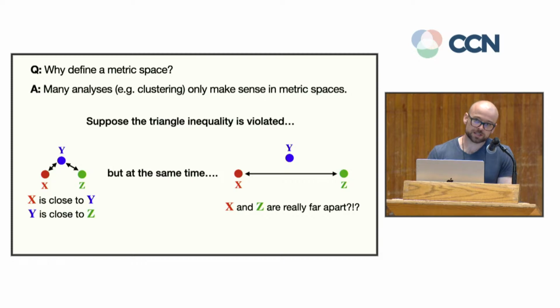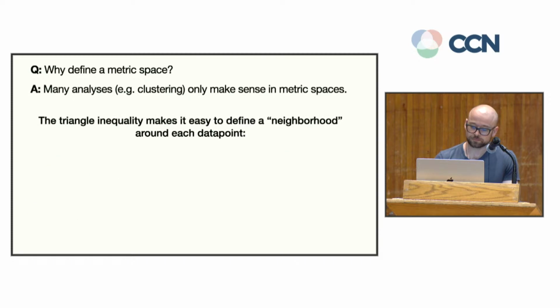Okay? And this poses a bit of a paradox for clustering algorithms, because the configuration of points on the left would suggest that X should be in the same cluster as Y, and Y should be in the same cluster as Z. But the configuration of points on the right would suggest that X and Z should be put into different clusters because they're far apart. So there's this kind of transitive notion of a cluster. The transitive property gets broken when the triangle inequality gets violated.